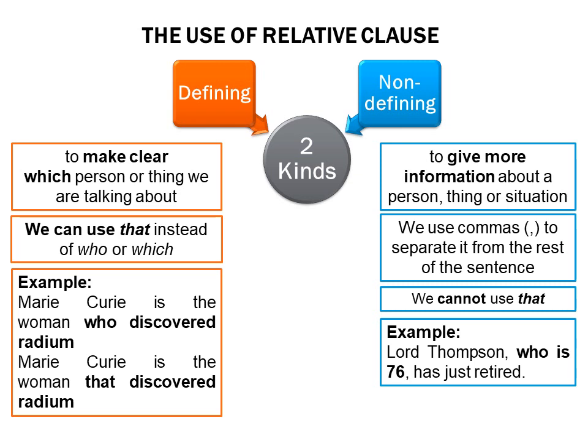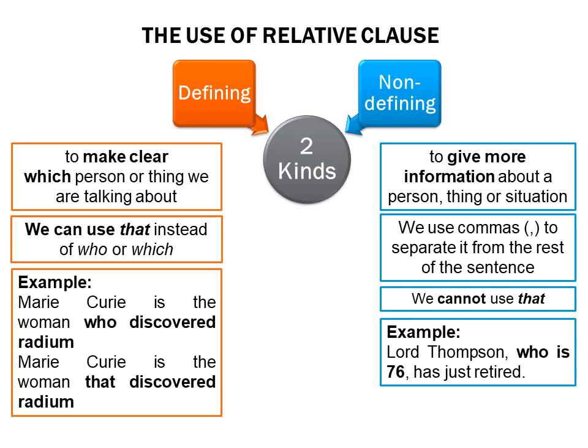I can remove this non-defining relative clause. I can just say, Lord Thomson has just retired. It gives me a complete meaning. But I have just used this non-defining relative clause to give more details about Lord Thomson, to give an extra piece of information about him. If I remove this non-defining relative clause, it will not disturb the whole meaning of the sentence.